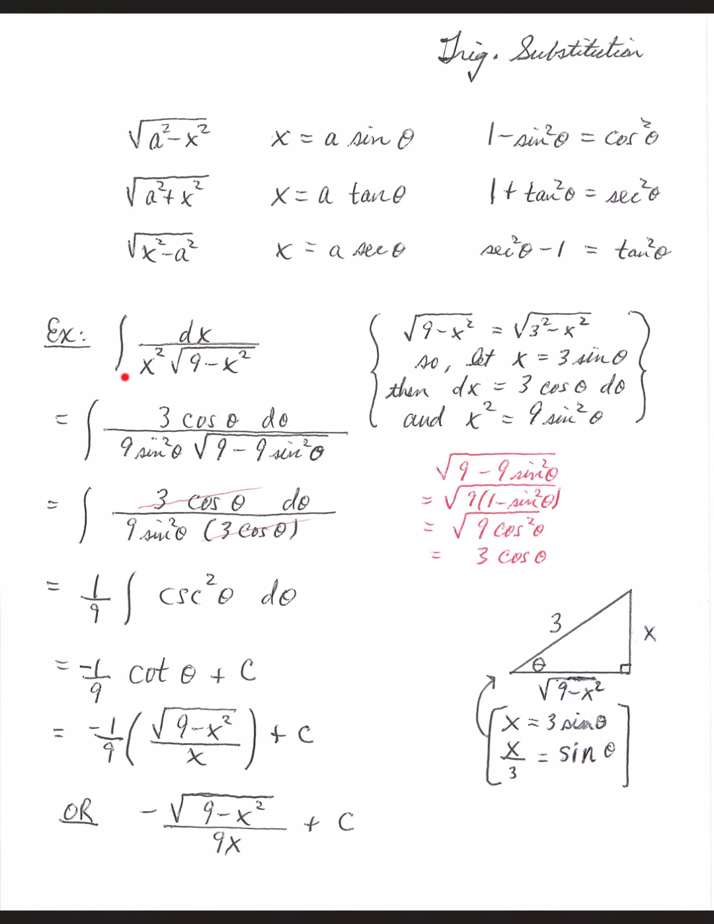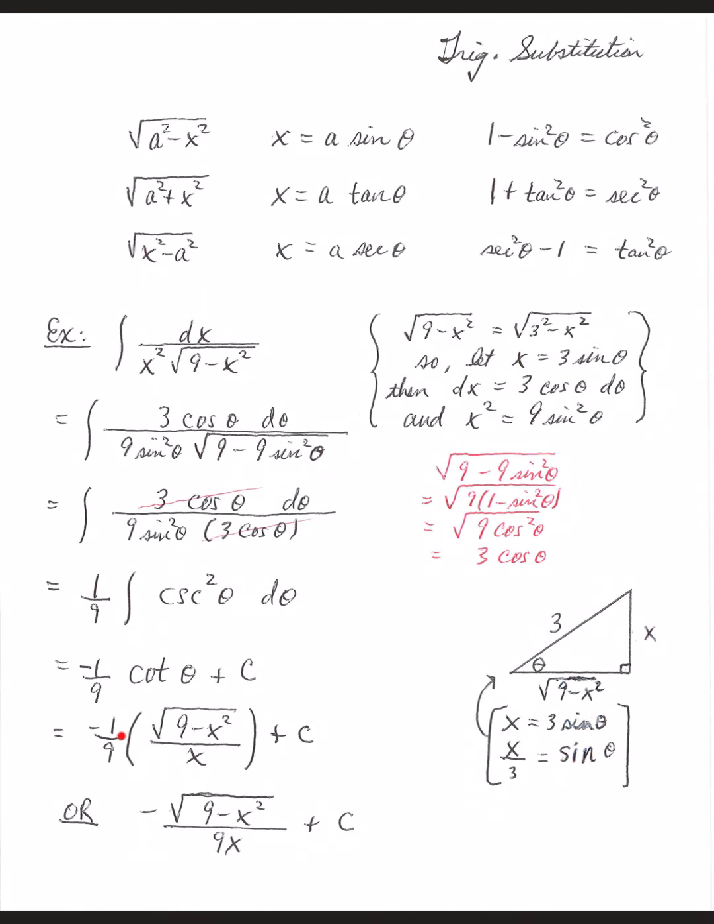With indefinite integrals, you finish with the same variable you start with. So we've gone from x to theta. Now we're going from theta back to x. Negative 1/9 times our cotangent ratio plus our constant of integration, and we're back in terms of x.